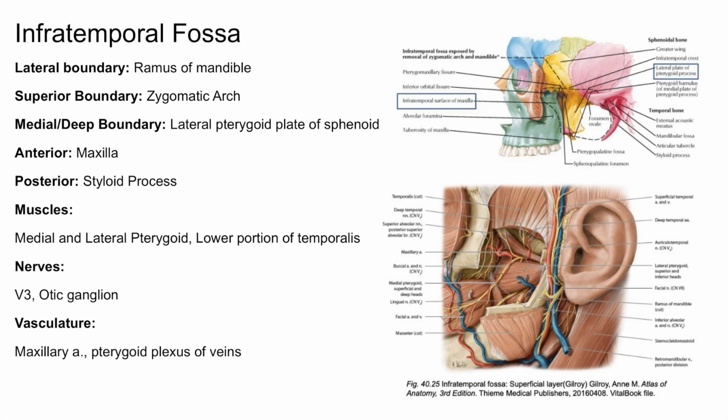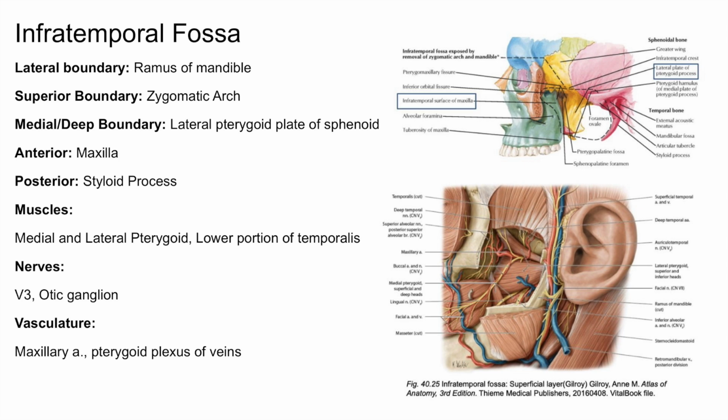All right, so now we're getting into the infratemporal fossa, which is basically a deep anatomical space packed with high-yield structures, especially V3, the mandibular division of the trigeminal nerve, and the maxillary artery. The easiest way to approach this is to first anchor the boundaries so you know where you are in 3D space. Laterally, you have the ramus of the mandible, so think jawbone on the outside. Superiorly, you have the zygomatic arch forming the roof of the space. And medially, or deep, is the lateral pterygoid plate of the sphenoid bone, which is key because that's where the pterygoid muscles attach. Anteriorly is the maxilla, and posteriorly, you're bounded by the styloid process region. So overall, the space sits deep to the mandible and below the temporal region.